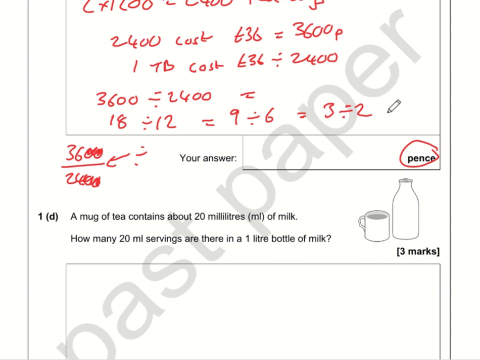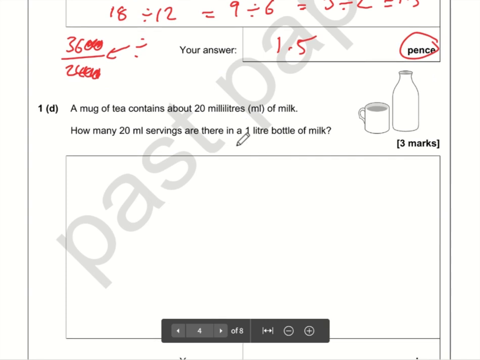Now 3 divided by 2: how many 2's get into 3? 1 and a half, so 1.5 pence. So some fiddly division at the end there, but it works out as 1.5p per tea bag.